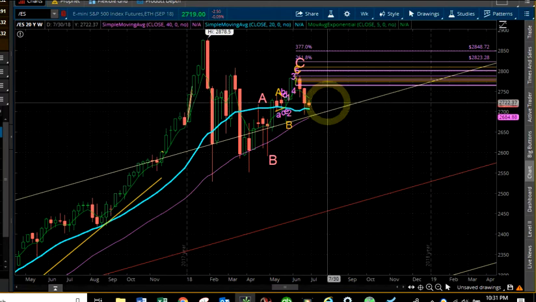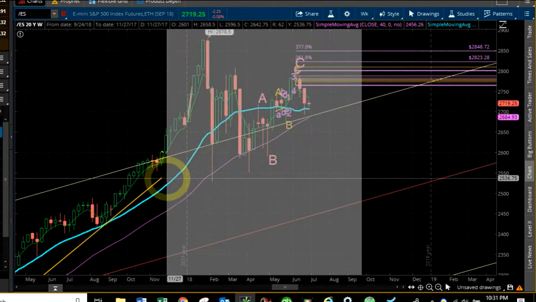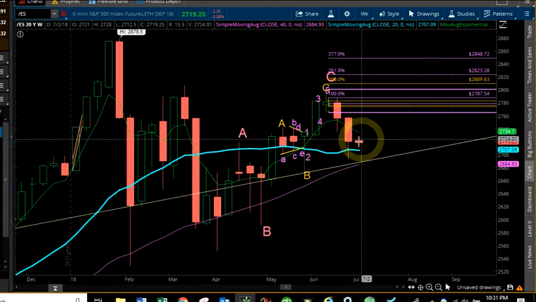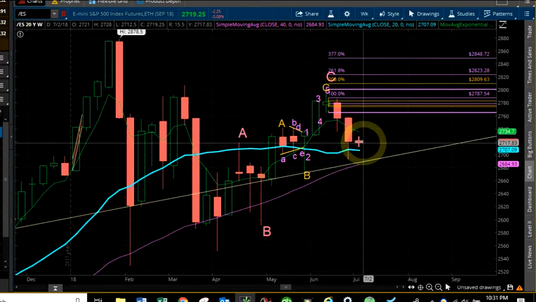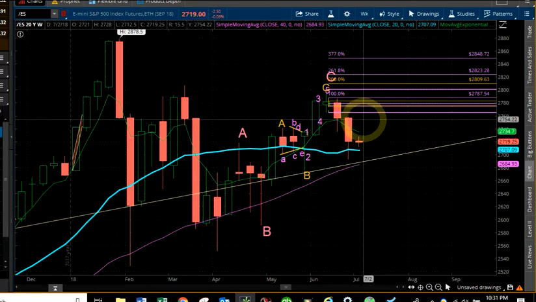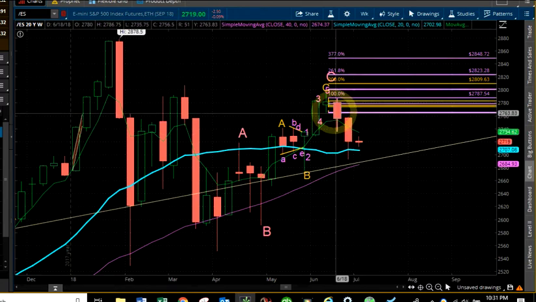Let's look at this for just a second. So let's say we open right here, and then rallied up a little higher. That could be kind of a little wave two in here.